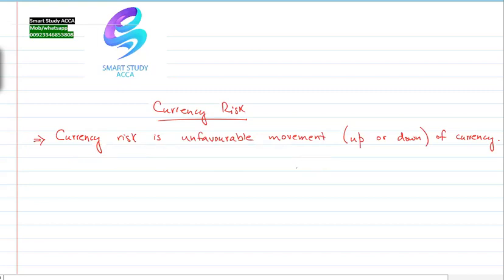So, for example, if you're making a payment in the foreign currency, your risk will be that the foreign currency will go up in value and you'll end up paying more. And in the same way, if you are going to receive something in the foreign currency, the risk will be that the foreign currency will go down in value and you will end up receiving less, right?